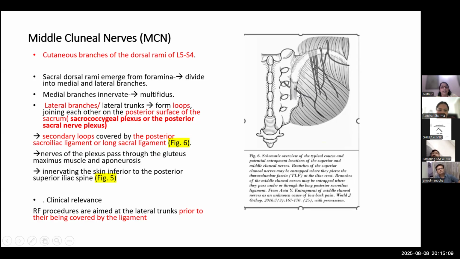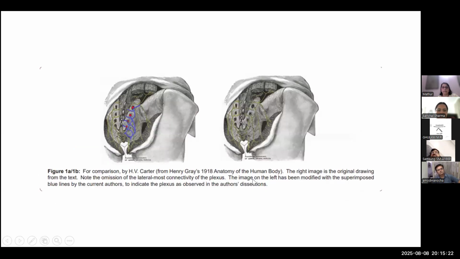The nerves pass through the gluteus maximus muscle and aponeurosis and innervate the skin inferior to the posterior superior iliac spine. So I'll just show, this is an image taken from Gray's Anatomy. This forms the plexus, as I just mentioned.